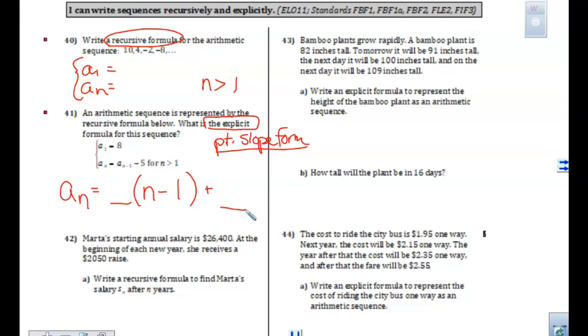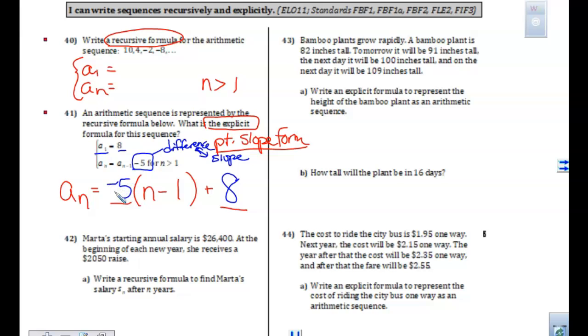Because what's nice, if you start in with the recursive, is you know the first term, right? So right away I can go, oh, my first term is 8. That's what goes here. And then when I look at the recursive, this is telling me the difference. We think of that difference in point slope form as our same thing as our slope. So this is negative 5 is the change.